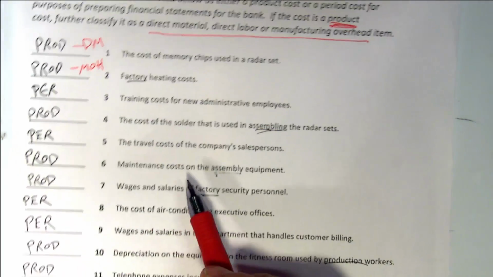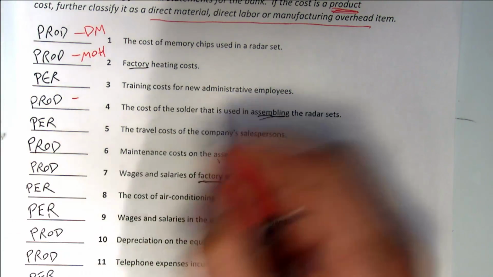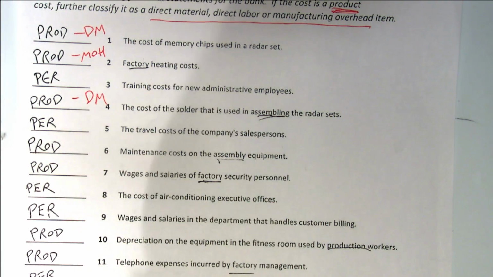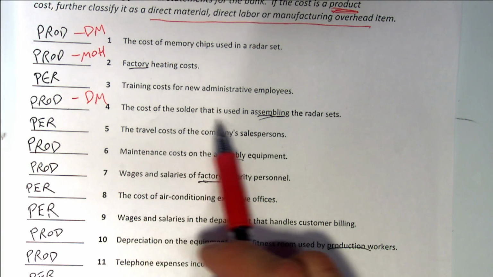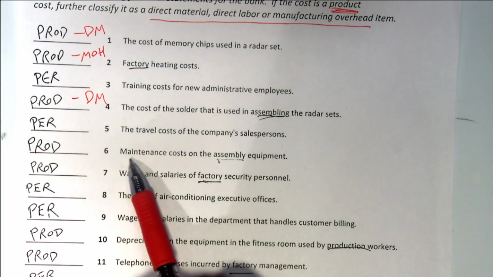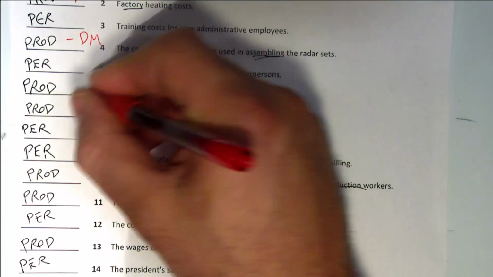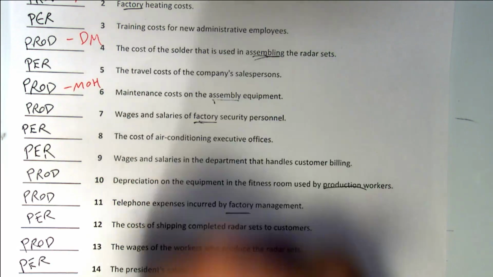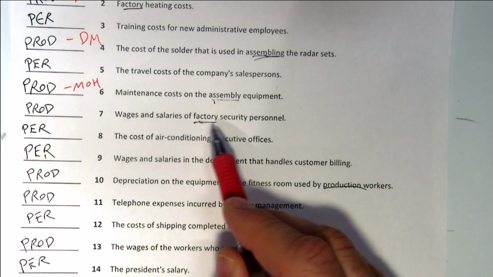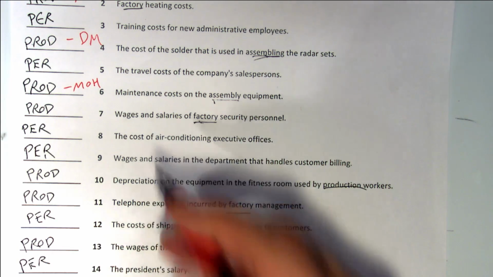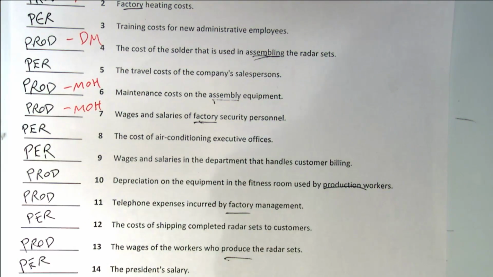Next product cost. The cost of the solder that's used in assembling the radar sets. Direct material. That is direct materials, isn't it? Okay. Down here. Maintenance costs on the assembly equipment. MOH. It's got to be MOH, or factory overhead, same thing. Wages and salaries of factory security personnel. MOH. This is not direct labor because these folks are not putting the product together.